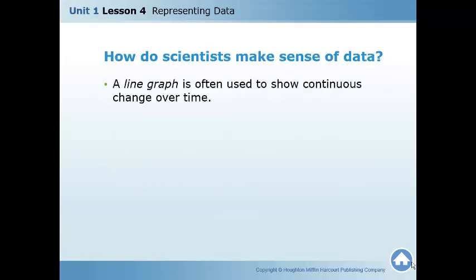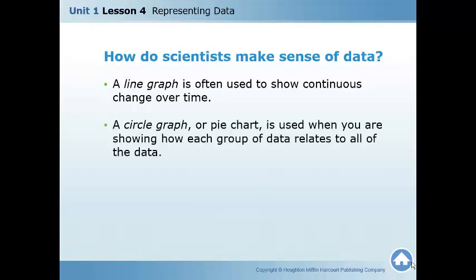A line graph is a different type of graph, and it's often used to show continuous change over time. So you plot your points and you connect them with a line, and it shows how things change over time.